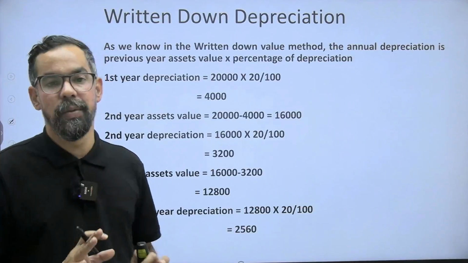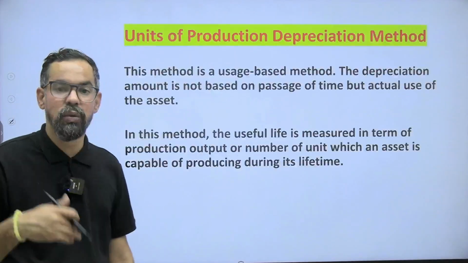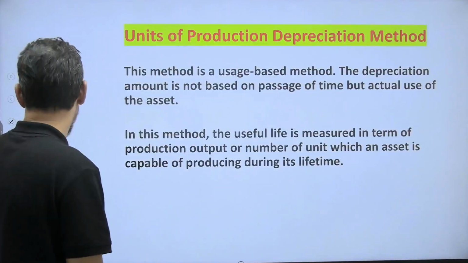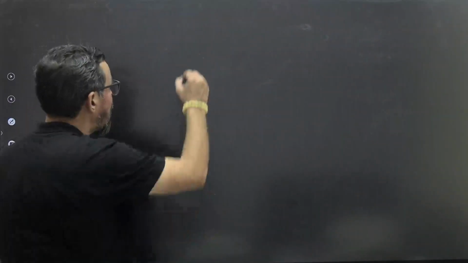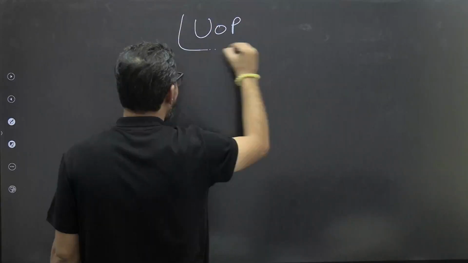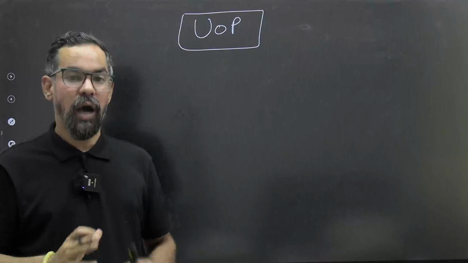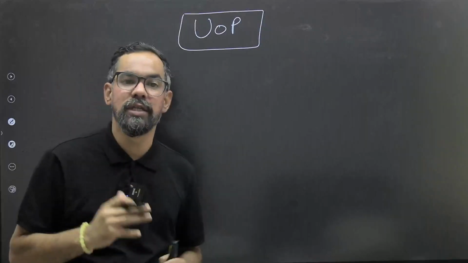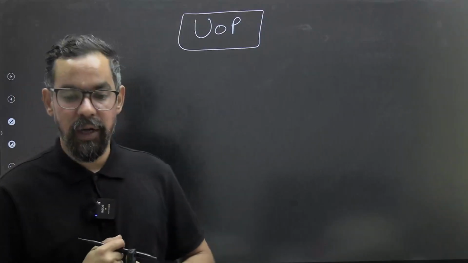So this is your second method. Now we will be entering a third method. Third method is unit of production. When it comes to unit of production, these two methods are generally based on passage of time. Now unit of production is where depreciation is generally accounted on the basis of usage.